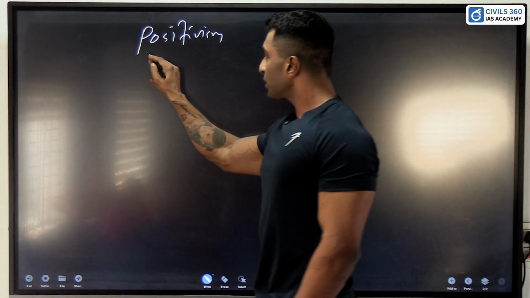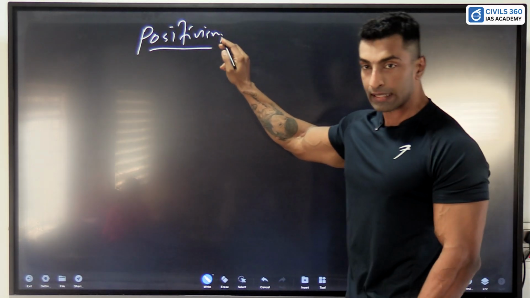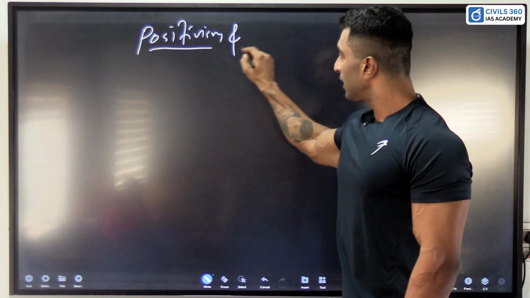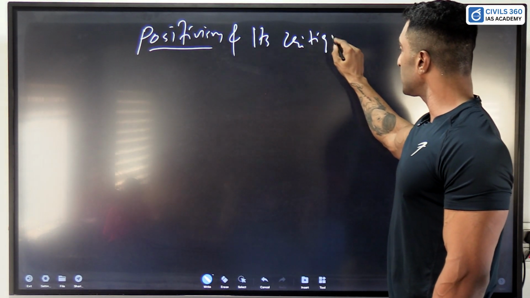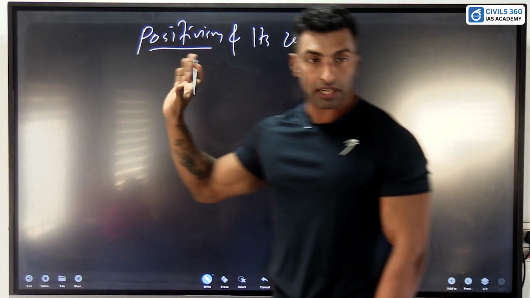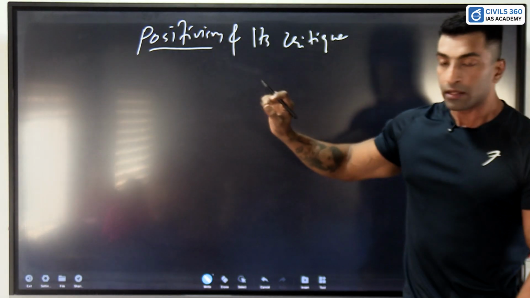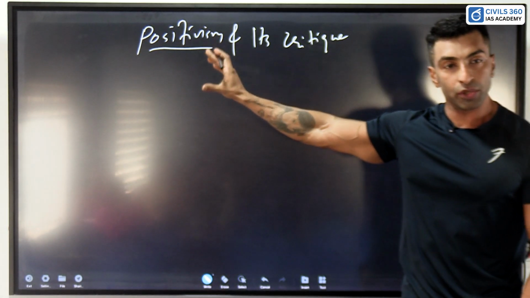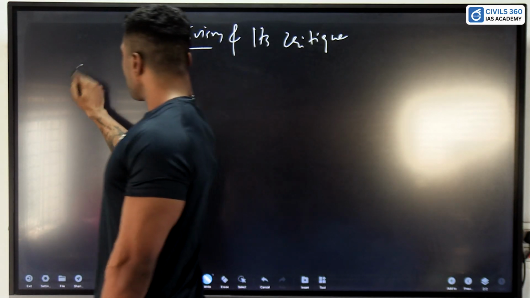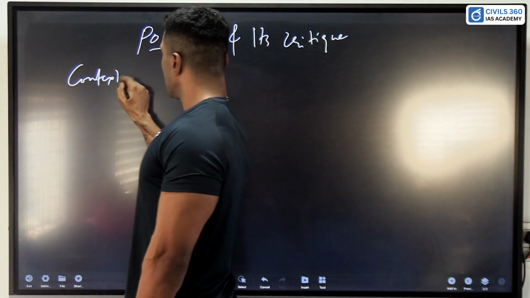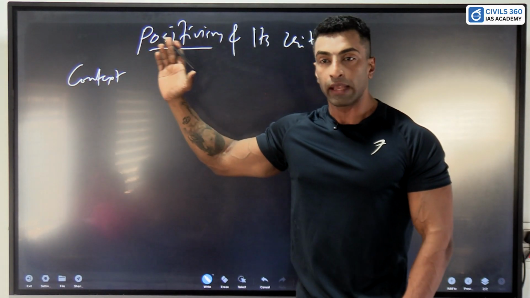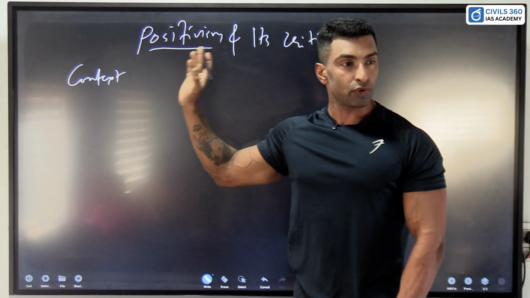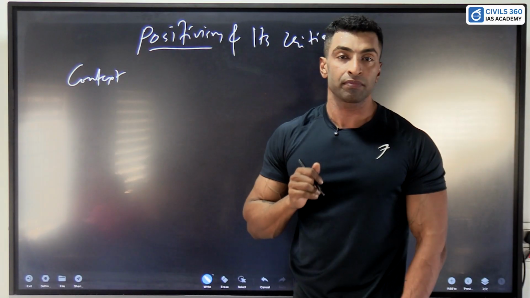positivism. So what is your topic? Positivism and its critique, right? So this is your syllabus, the topic in the syllabus. So what you need to prepare here, you need to talk about the context of positivism, right? So you need to tell the examiner this is a context in which initially in sociology we went for this approach. What is the context?